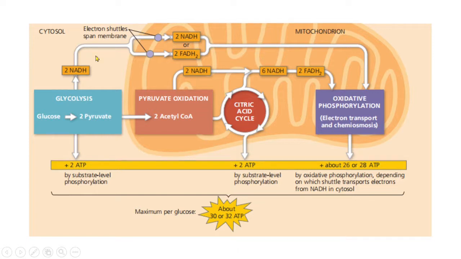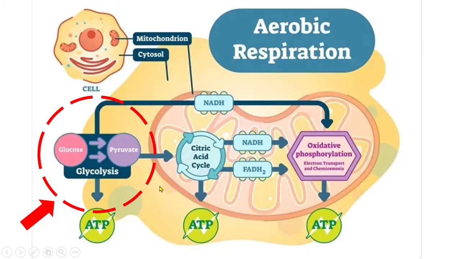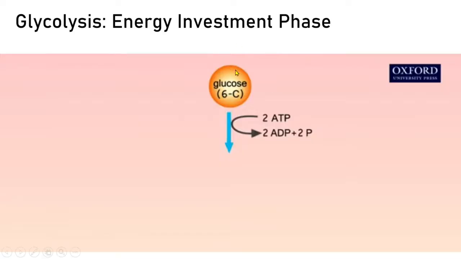Let's dive first into glycolysis, and this is the first process we need to take note of. Again, what are the carbon numbers? Where is ATP produced? Where is NADH produced? Starting with that, glucose is a 6-carbon molecule.